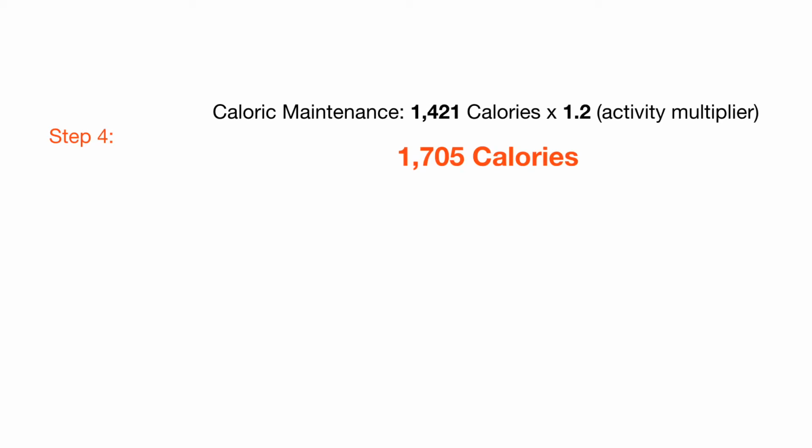So now that we know our BMR, we're going to take into consideration our activity level multiplier. Going back to our example, we've identified that our female has a pretty sedentary job and she doesn't work out. She doesn't exercise. So automatically that's going to be the lowest end, which is 1.2 on our activity level multiplier chart. So what we do now is we multiply our BMR by the 1.2, and that's going to give us 1,705 calories. This number right here is going to be our caloric maintenance.